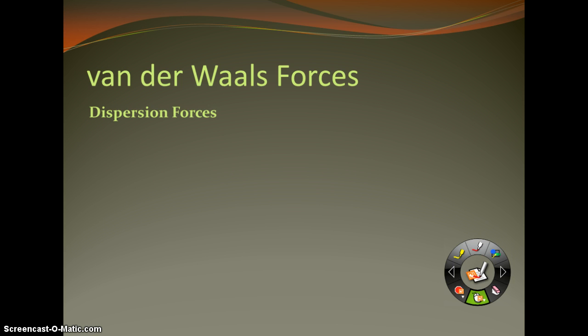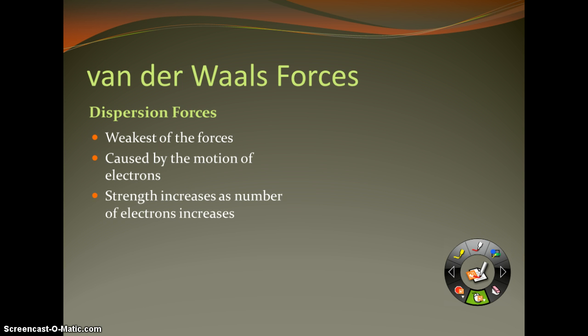The first one being dispersion forces. Dispersion forces are the weakest of all of the forces, so they're not very difficult to break. And they are caused by the motion of electrons. So you can kind of think static electricity. So the more electrons you have, the stronger this dispersion force is going to be, but it's still pretty easy to break those bonds. So strength is going to increase as the number of your electrons increases.